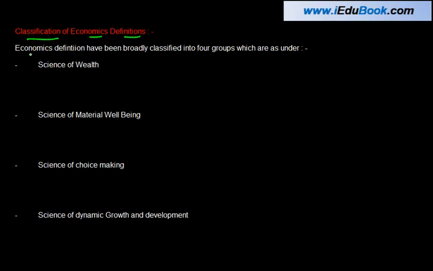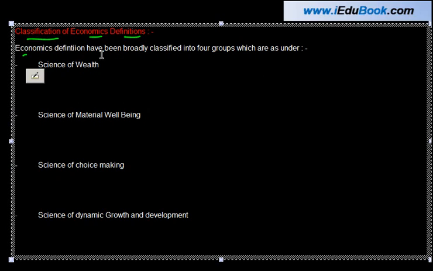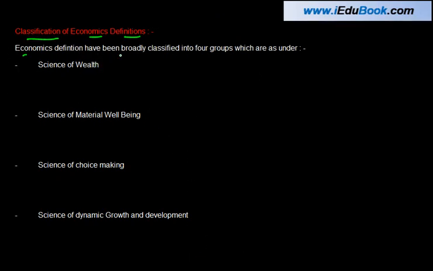The first one is economics definition. Forgive me, this spelling is a little bit incorrect. Economics has been broadly classified into 4 groups, which are as under.